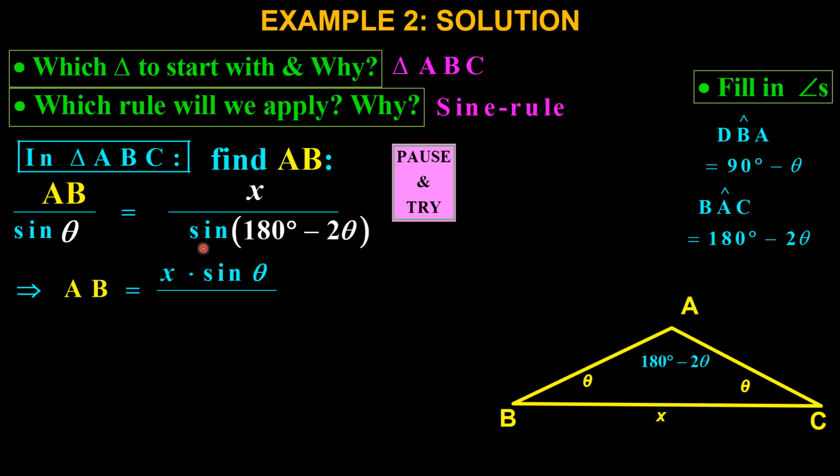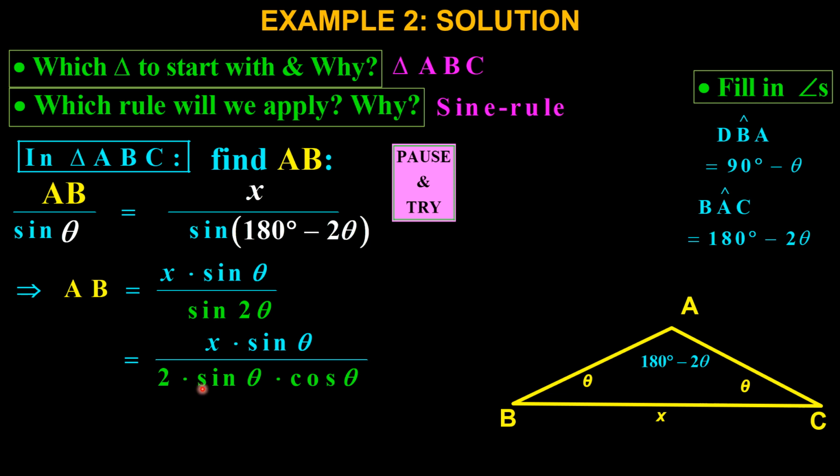But sine of 180 minus 2 theta, you can reduce that, and we end up with sine of 2 theta, using our reduction formula. Sine 2 theta should remind you of the double angle identity, so we replace it with 2 sine theta cos theta. Now we can simplify. There's a sine theta and a sine theta, so let's cancel out the sine thetas, and that leaves us with x over 2 cos theta. So there we calculated the length of AB.